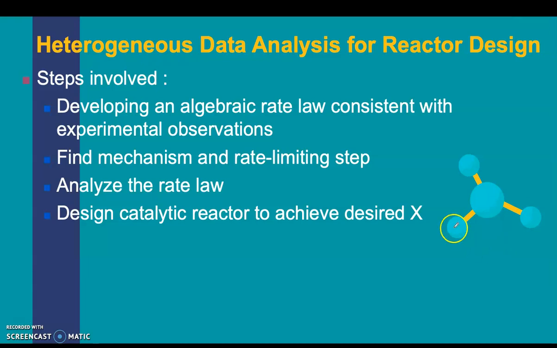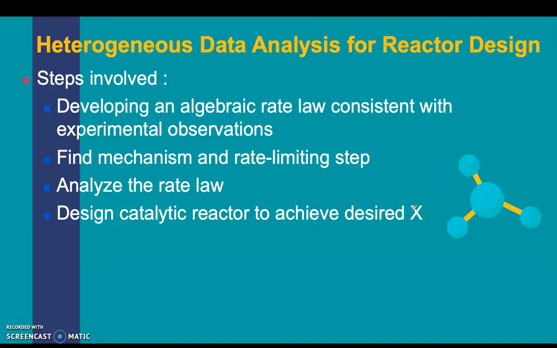Okay, so heterogeneous data analysis for reactor design. The steps involved: of course, the first one, you need to develop a rate law. Find a mechanism and rate limiting step as we did just now, and then analyze the rate law to see whether it fits the data. If you have data, if not, you only stop here, until you find a rate law. And then you use the rate law to design the catalytic reactor to achieve the desired X.